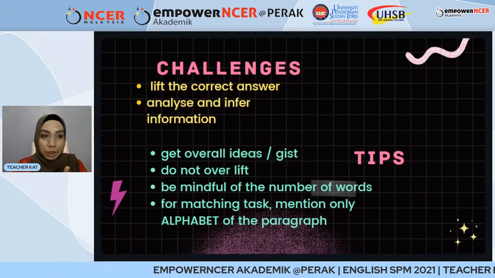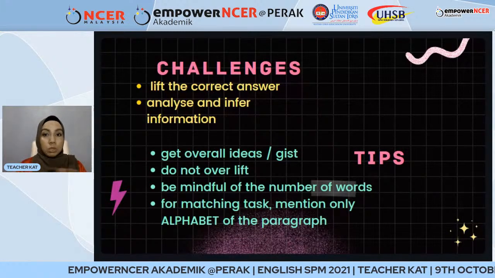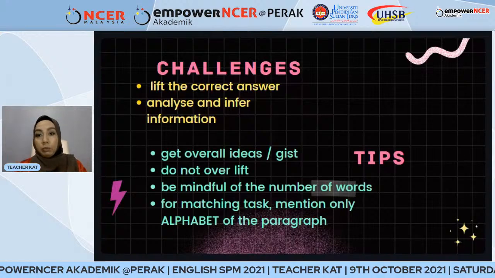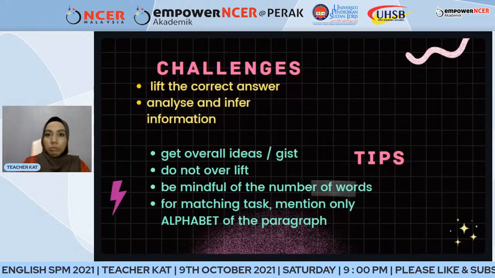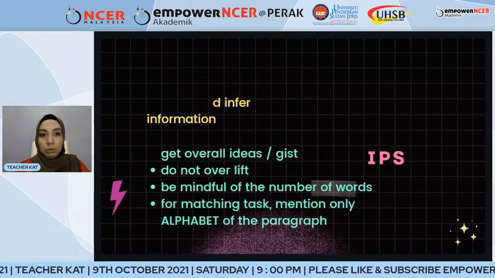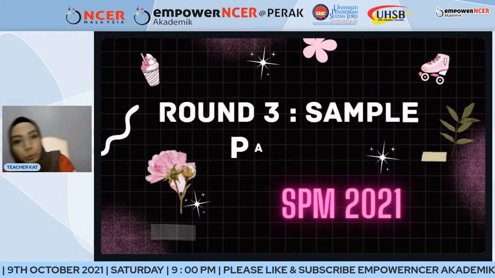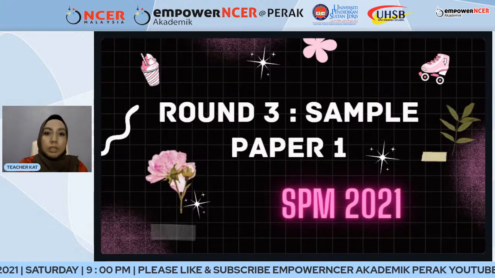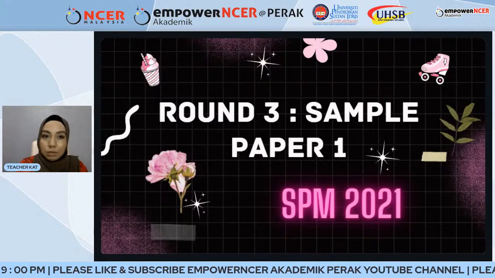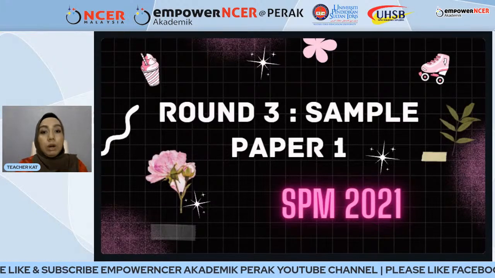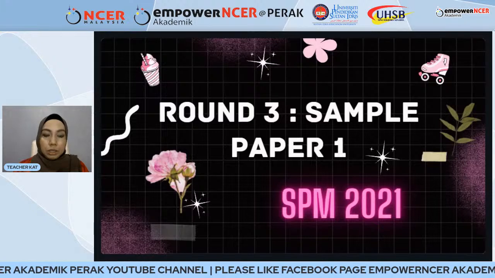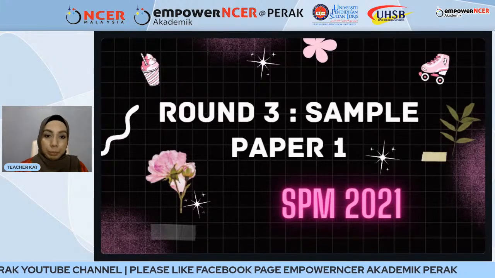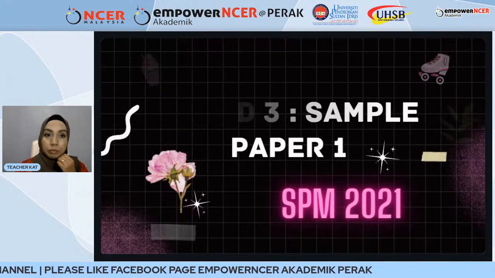Okay, as I mentioned earlier, we have 4 rounds, so we are already halfway there. We finished with the second round. Now let's start with round three. Okay, so this is the sample paper of SPM 2021. This is the sample English paper for paper 1 for this year.